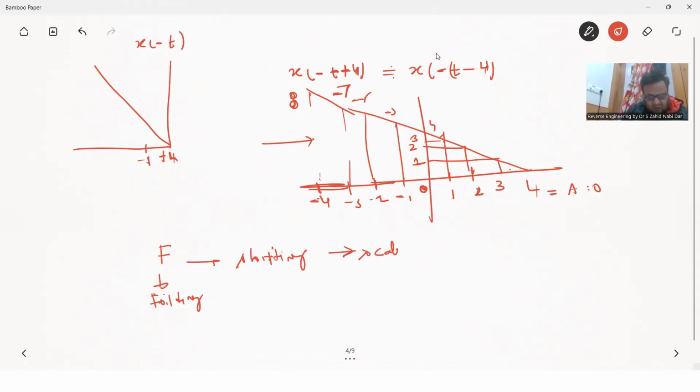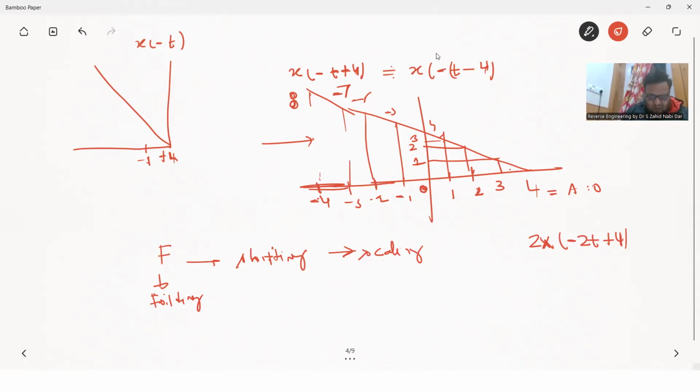In time scaling, you saw what is the final result that I want in this signal. I want this signal to look like x of minus 2t plus 4, right? So till now what I have realized is this function x of minus t plus 4. Now I do need x of minus 2t plus 4.